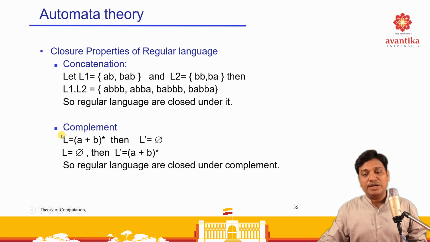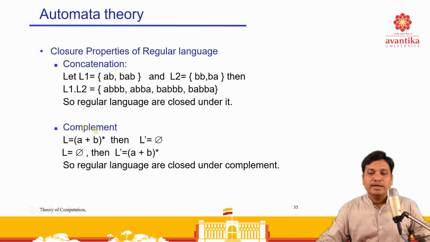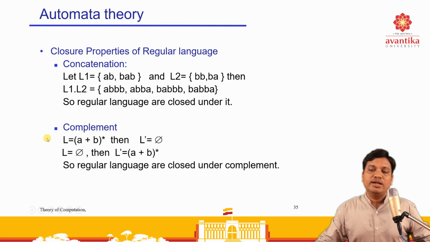The fourth property is complementation. Let L be A plus B whole star. Then the complement of L is phi. Now if L equals phi, then the complement of phi is A plus B whole star. So again we conclude that regular languages are closed under complementation.